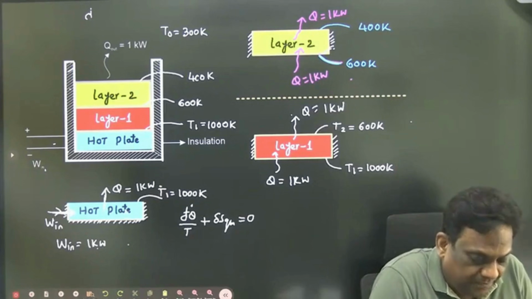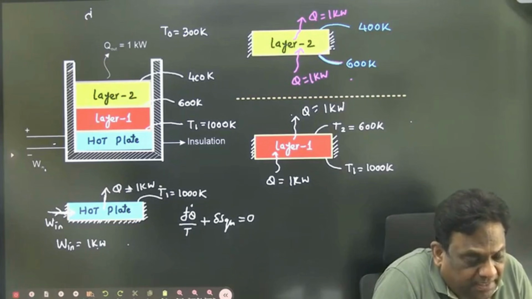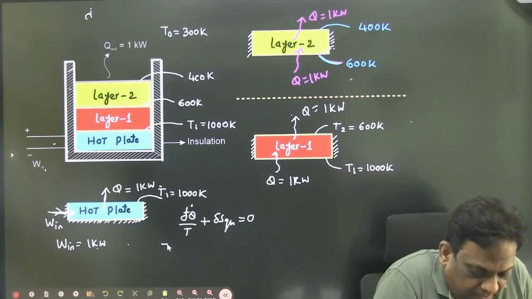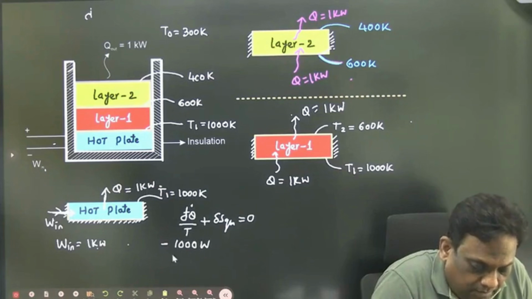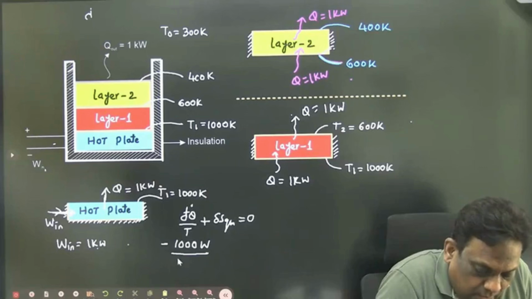So this is going out. So for the hot plate, this is going out. So will this be plus or minus? It will be minus, so therefore it is going out. It will be 1000. Sir, why 1000? Because it is kilowatt, I have converted into watt. At what temperature is it going out, sir? It is 1000 Kelvin.